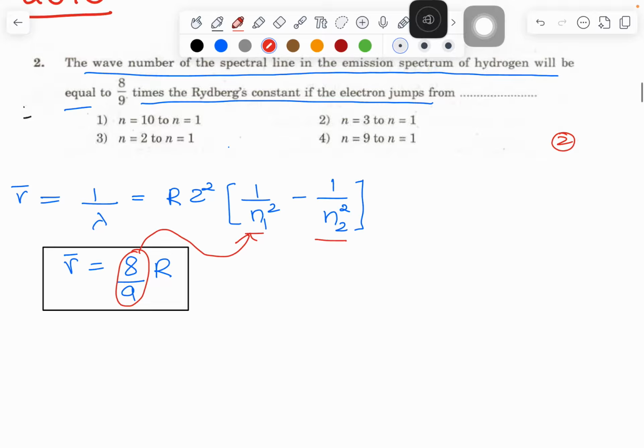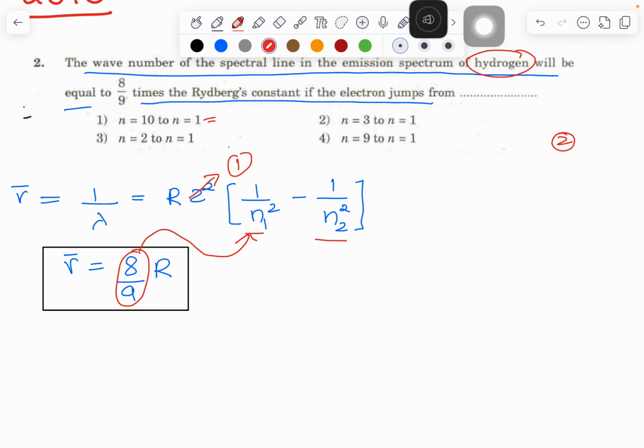So we have to find which value holds 8 by 9 as an answer. Here Z square is equal to 1 because we are finding it in the hydrogen spectrum. Now let's see, it is the option elimination method.